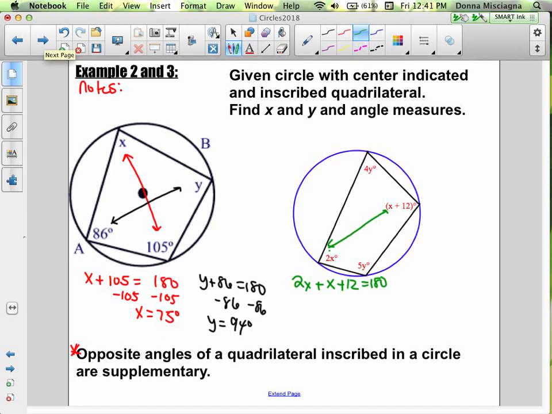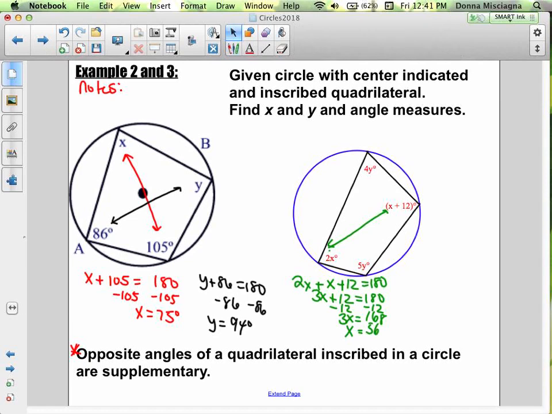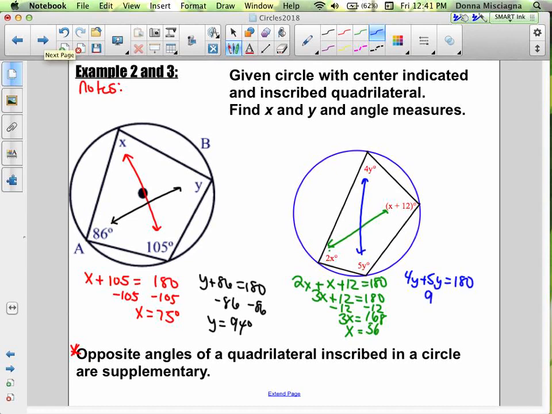So we can add the like terms together. 2x plus x is 3x. Subtract 12 from both sides. So 3x is 168. And then divide by 3. X is 56. And it's not degrees, because we'd plug it back in to get the angle measure. And actually, we'll find the angle measure afterwards just to make sure it worked out. Now let's find y, and these two are opposite. So that means that 4y plus 5y equals 180. 4y plus 5y is 9y. And if we divide by 9, y is 20.